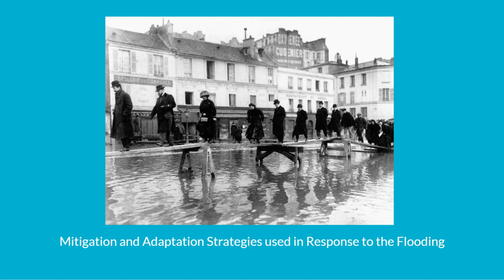Finally, we're going to talk about the mitigation and adaptation strategies used in response to this flooding. Here's a picture of people walking on a small wooden bridge to avoid the water to get places during the flood. Several mitigation and adaptation strategies were implemented in response to this catastrophic event. After the flood in 1910, Paris realized its need for riverbank protection. The city invested in the construction and reinforcement of embankments along the Seine River to prevent overflow during future flood events. These embankments served as levees to contain rising water levels.